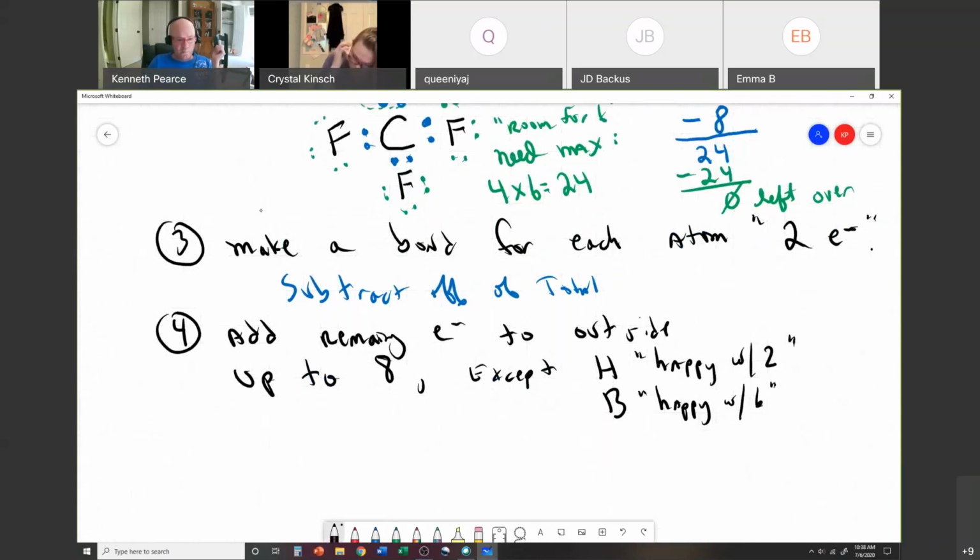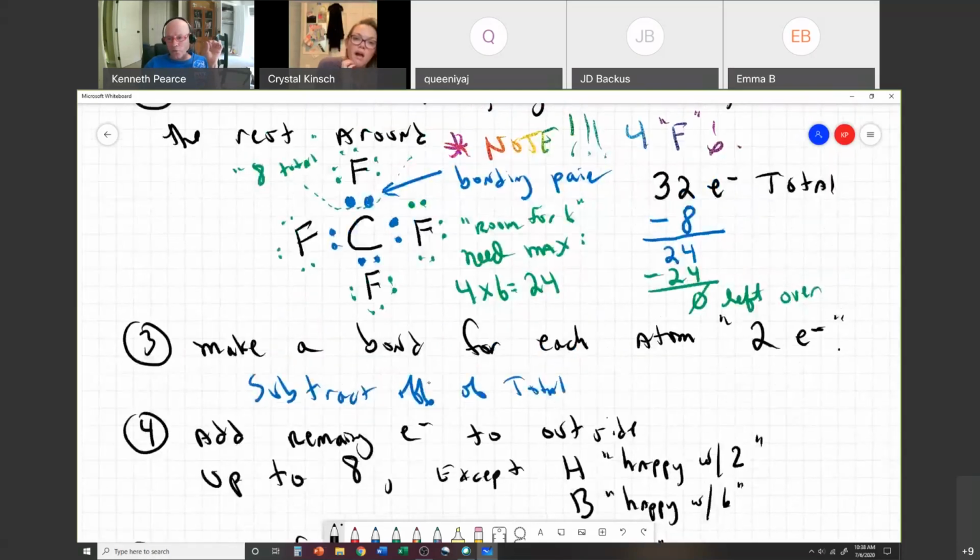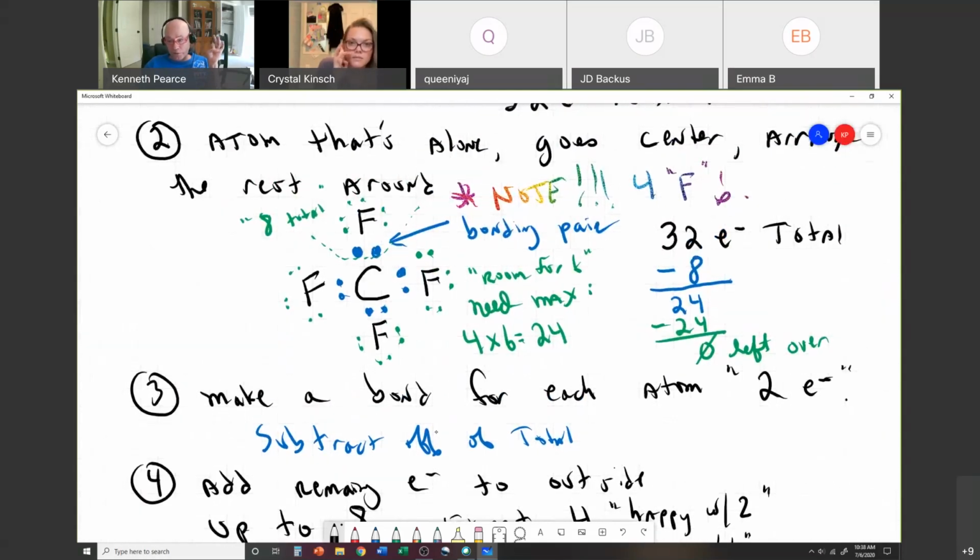All right, so now the last step that we need to do is we need to check for octets. Or happy atoms. Really what we're looking for is happy atoms, not so much octets. Remember the octet rule? The octet rule is atoms gain, lose, or share electrons to have a full valence shell. They don't necessarily have 8. But let's go ahead and check and see.